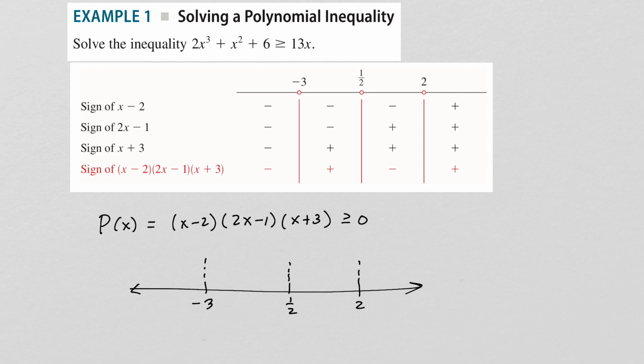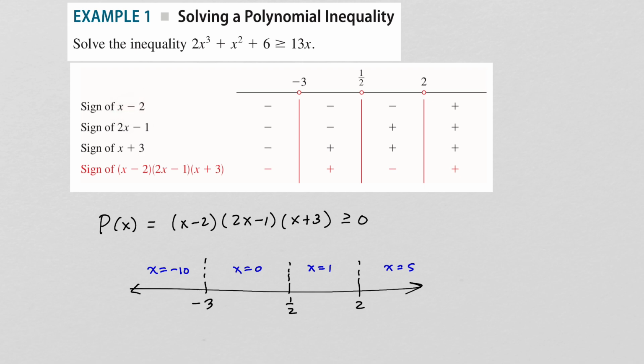One way to do this is to simply pick test numbers. I can test, say, x equals -10 here, x equals 0 here, x equals 1 here, and x equals 5 over here. Then we could just plug those in and observe whether it's positive or negative. But there is another way to do it. If we consider each of these factors independently, we can talk about the sign of each factor. For example, the first factor, x minus 2: when is it positive and when is it negative?